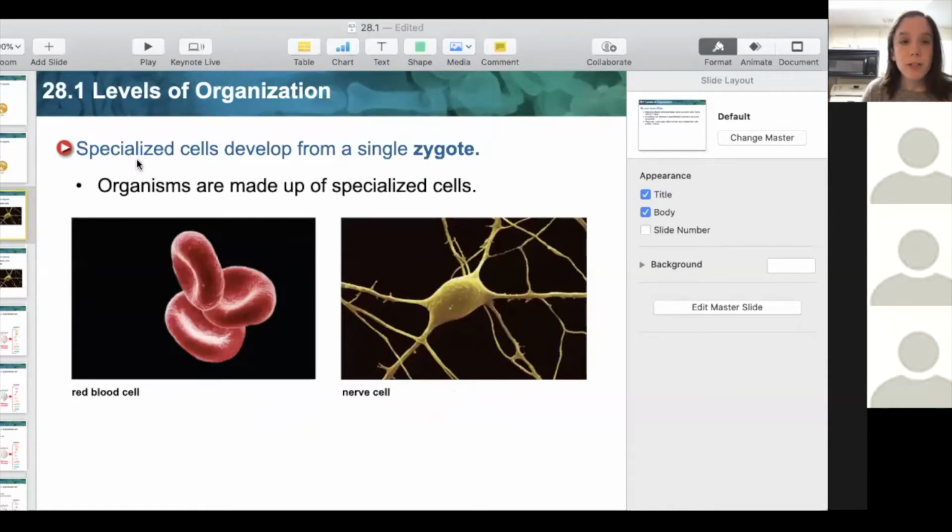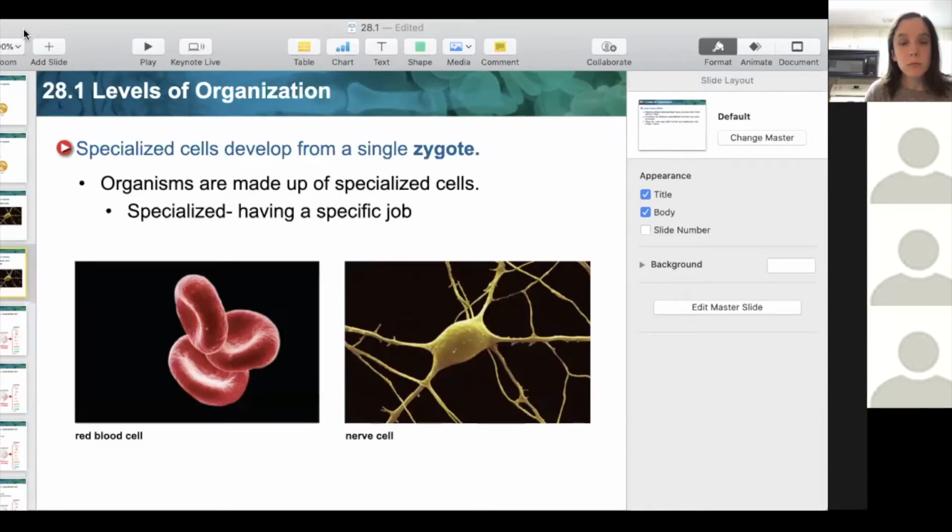So I mentioned on the last slide that specialized cells develop from a single zygote. Specialized cells are all your cells in the body, and they have certain jobs to do. And so an organism is made of specialized cells. Whether that organism is a plant, a human, or an animal, they're made of cells that do different things and look different. Specialized refers to having a certain job.